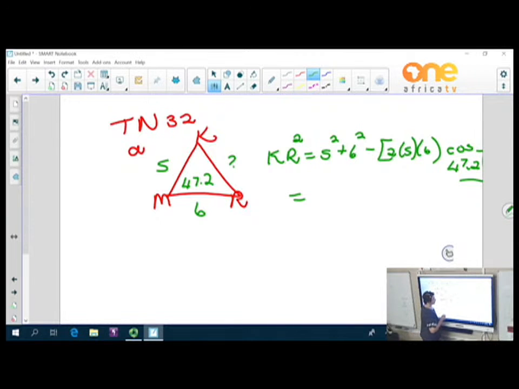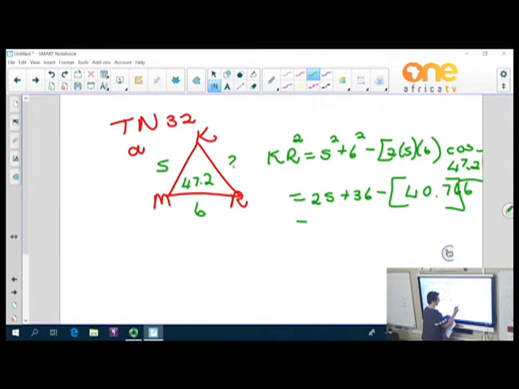So in the first place, we substitute. Then I can say now here that 25 plus 36 minus, and now we have to get a value there in the brackets. So we use our calculators, and it's then 2 times 5 times 6, cosine 47.2, is equal to, and I got now there 40.766. Don't round off in that step. Go for 5 significant figures. We will round off in the final answer, because otherwise we're going to get wrong answers.